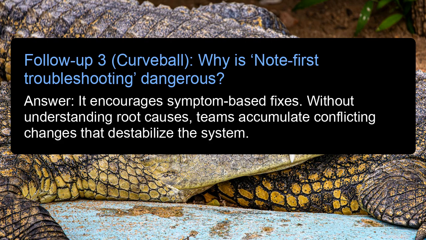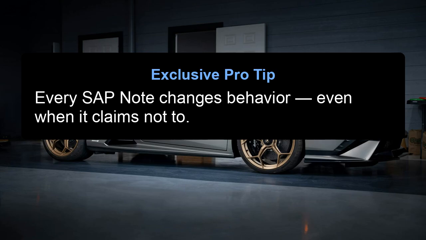Follow-up 3. Curveball. Why is note-first troubleshooting dangerous? Answer: it encourages symptom-based fixes. Without understanding root causes, teams accumulate conflicting changes that destabilize the system. Exclusive pro tip. Every SAP note changes behavior, even when it claims not to.